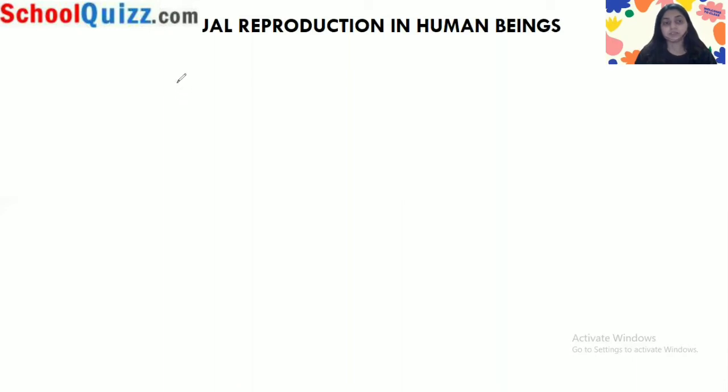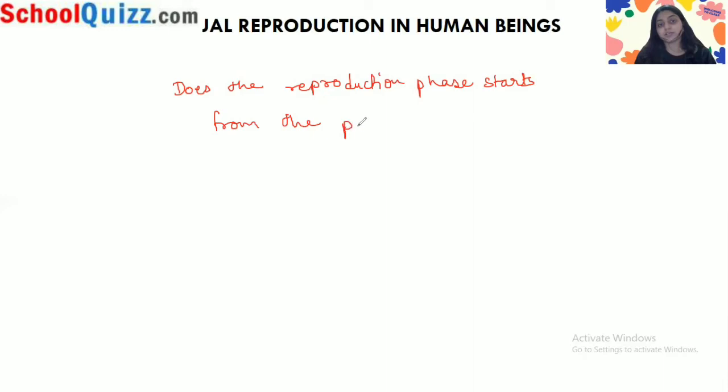So the question is, does the reproduction phase start from the puberty age and remain till old age, or you can say till the last of your age?